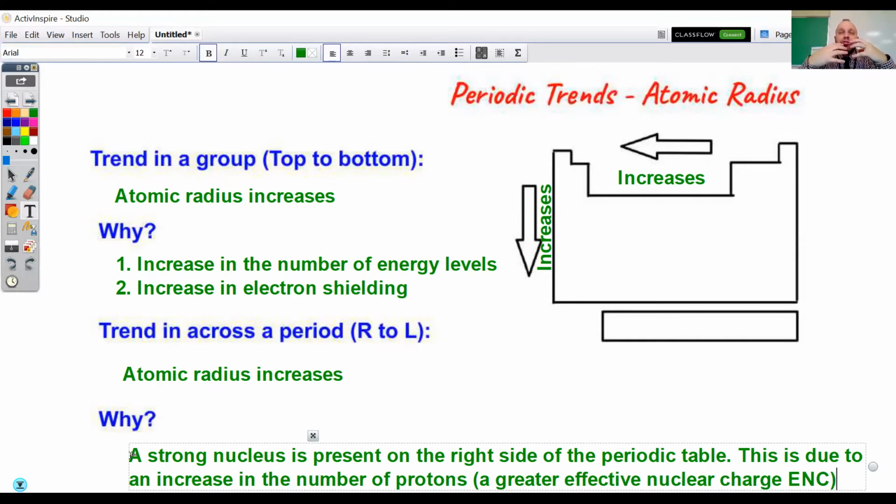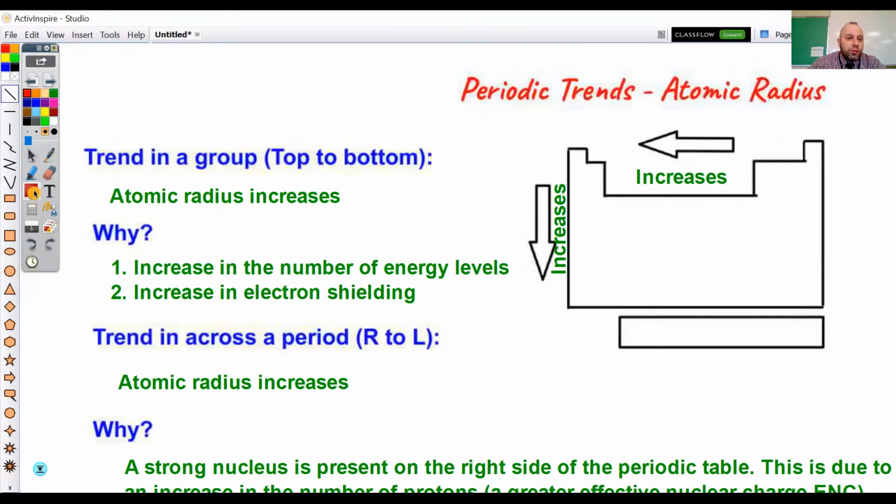As the nucleus gets stronger, it's able to pull in those electrons tighter, so we see a decrease in the size of an atom. So if I were to draw a circle that represented the size of an atom, on the left side, I would make my circle fairly large. And then as I go across, the circle would actually get smaller and smaller. And then eventually when I get all the way over here, the circle would be really small.